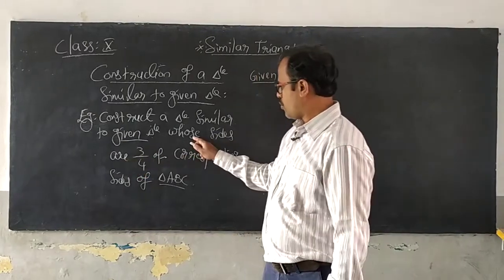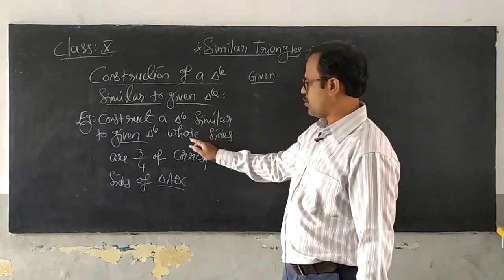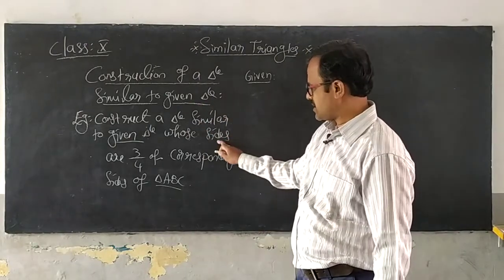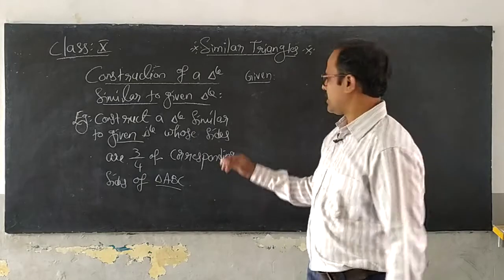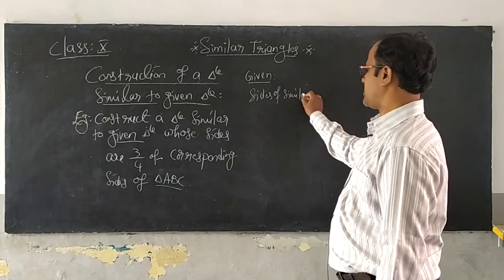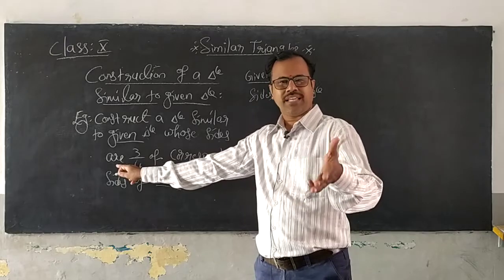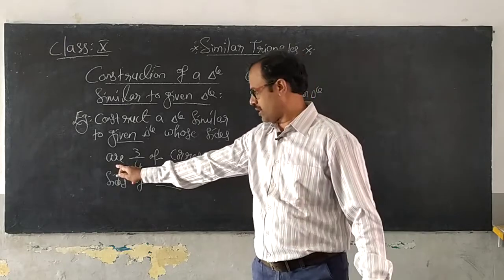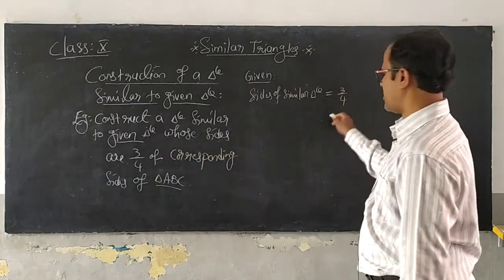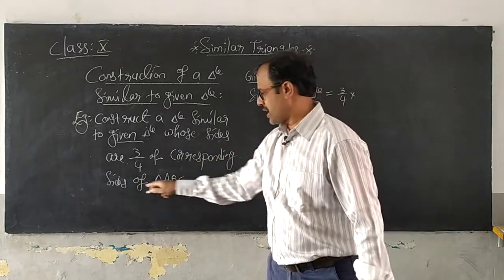Whose sides are? Observe carefully. I am talking about whose. This whose represents the similar triangle. So these sides represent the similar triangle. That means the given sides of the similar triangle are, is, or, will be; all these terms indicate is equal to. So it is equal to 3/4 of, which means multiplied by, the corresponding sides of triangle ABC.